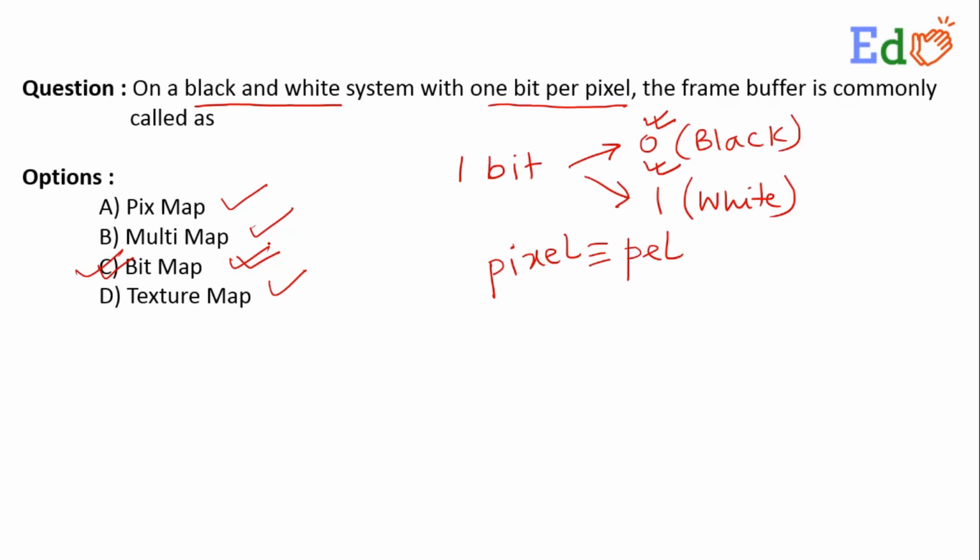So a bitmap frame buffer is always one bit per pixel. So we shall be going for option C.